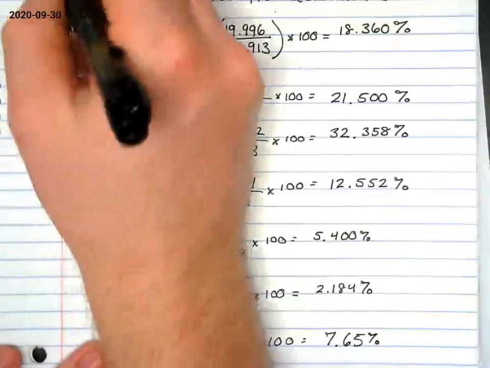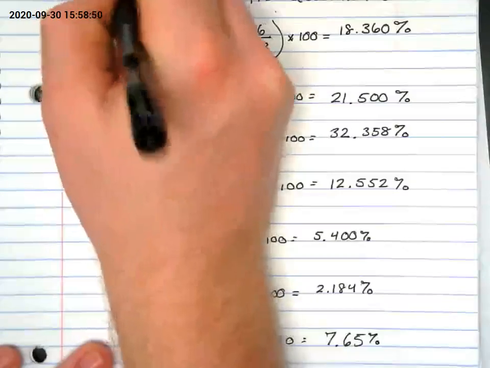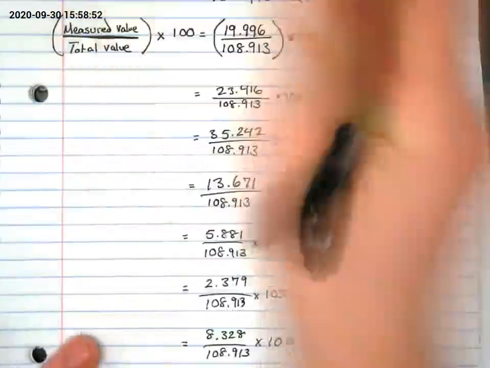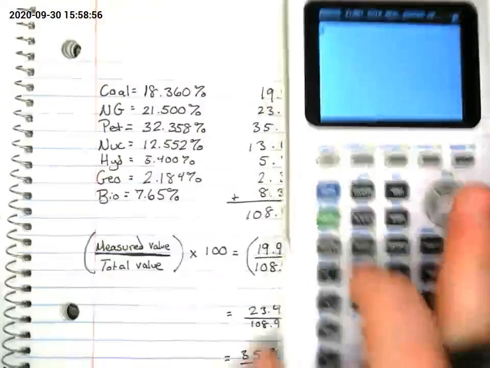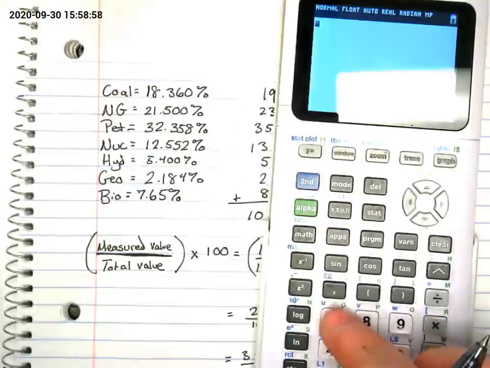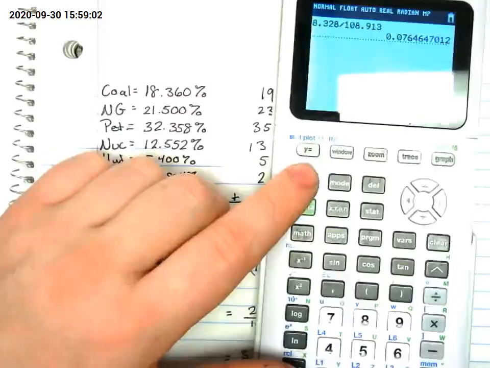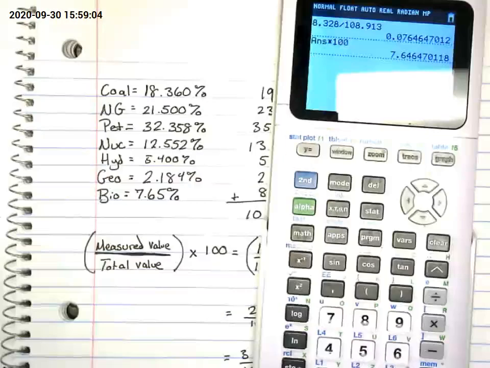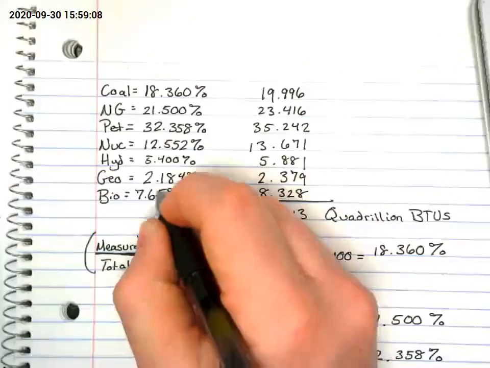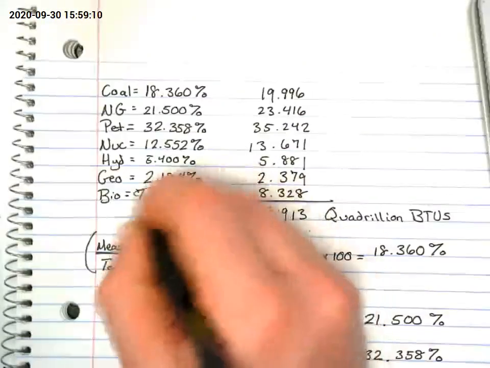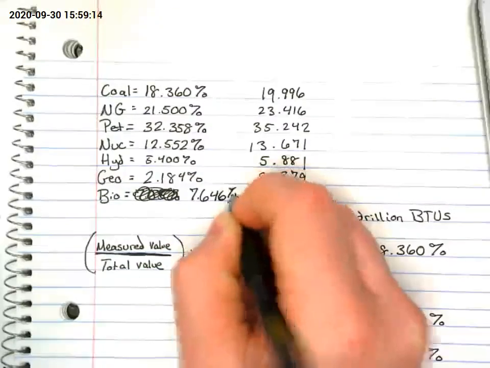Okay, and last but not least, biomass. It's going to be 7.65%. Now, just to double check that we've got these numbers right, or it's at least close, we can add these together. Ooh, what did I do? Shoot. Hold up, sorry, let me double check something real quick. Oh, it should not be 6.5, it should be 6.46, sorry. It should be 7.646%.